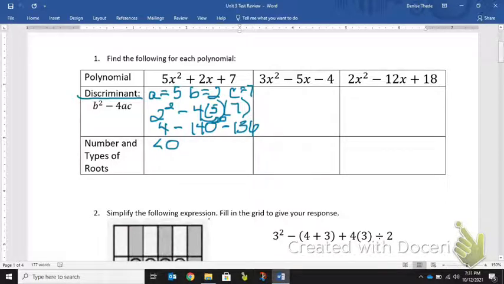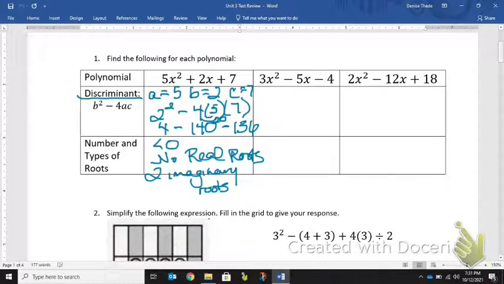So that means I have no real roots and I have 2 imaginary roots. So that takes care of the first one. My second one, I don't have a GCF. So A is equal to 3. B is equal to negative 5. And C is equal to negative 4.